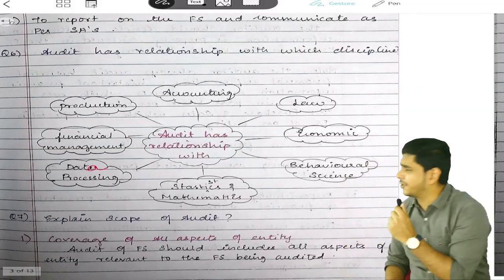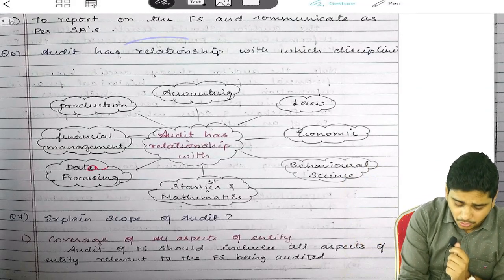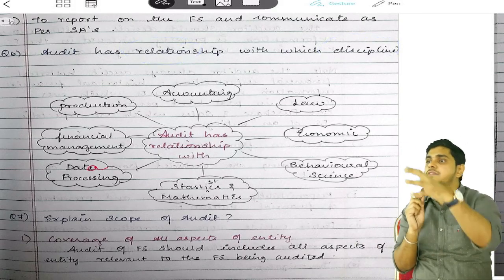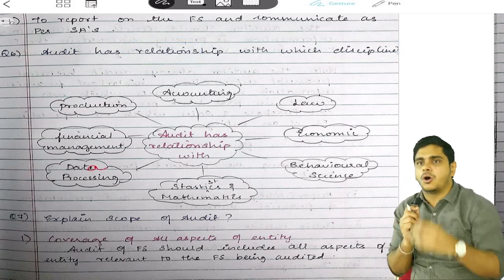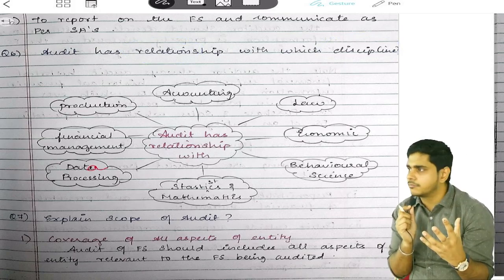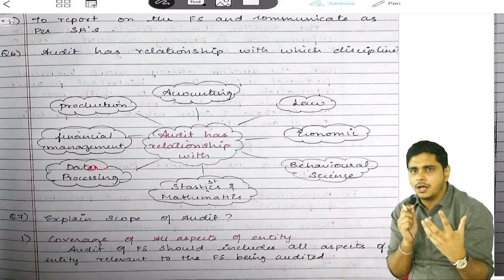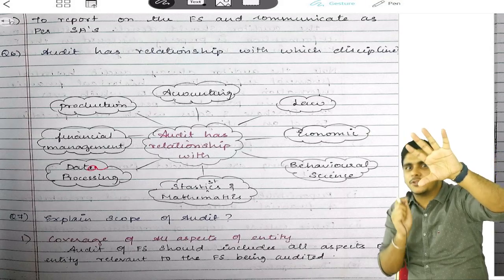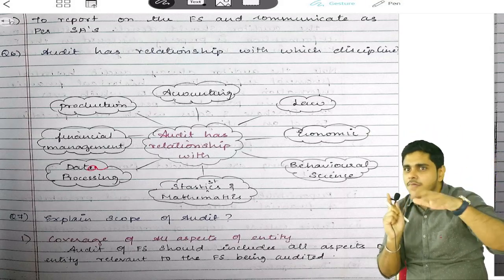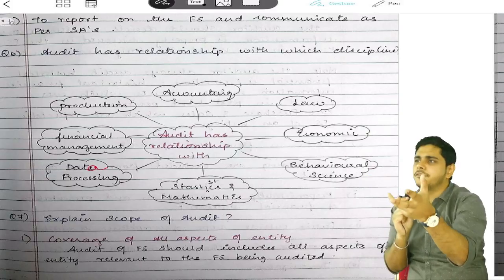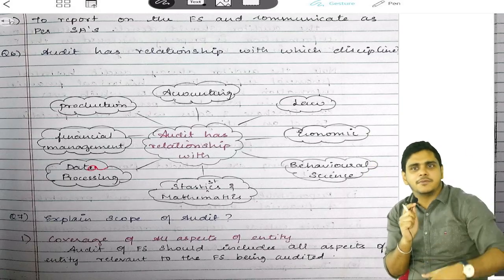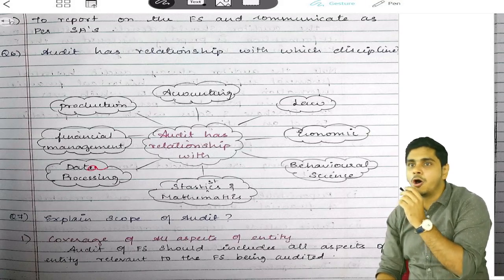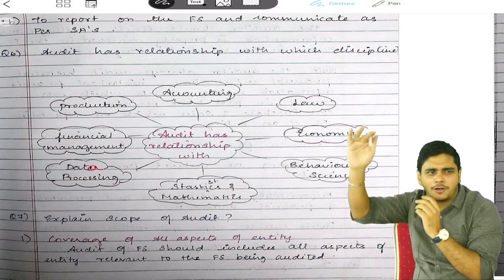Question number 6 is like your MCQ. The question is, audit has relationship with which discipline? Which subject? Always remember, audit is like Draupadi. You know Draupadi? Pandavas, how many Pandavas were there? 5. One Draupadi, 5 Pandavas. So Draupadi had relationship with which Pandav? All 5. Same way, audit also has relationship with everybody. Everybody means all.